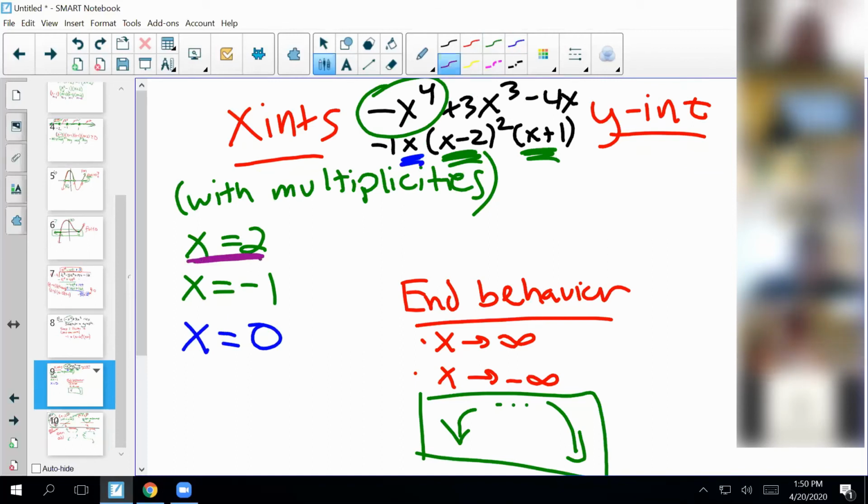This x minus 2 is even. That's going to be a bounce. But this x minus 1, well, there's no power there, but you can always imagine a 1 there. That's odd. That's going to be a cross. And same thing for this x minus 0. You can think of a 1 there. That's a cross.